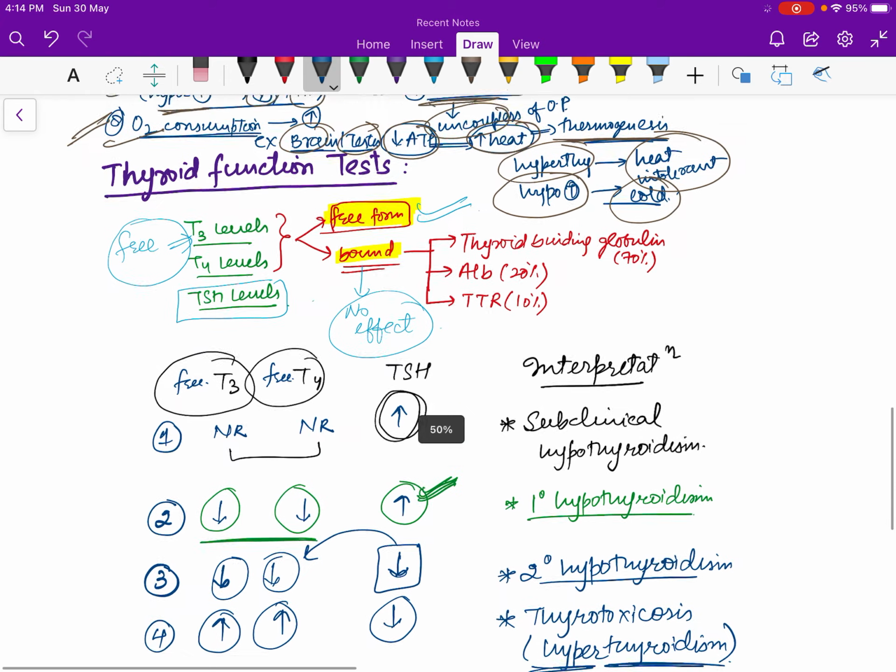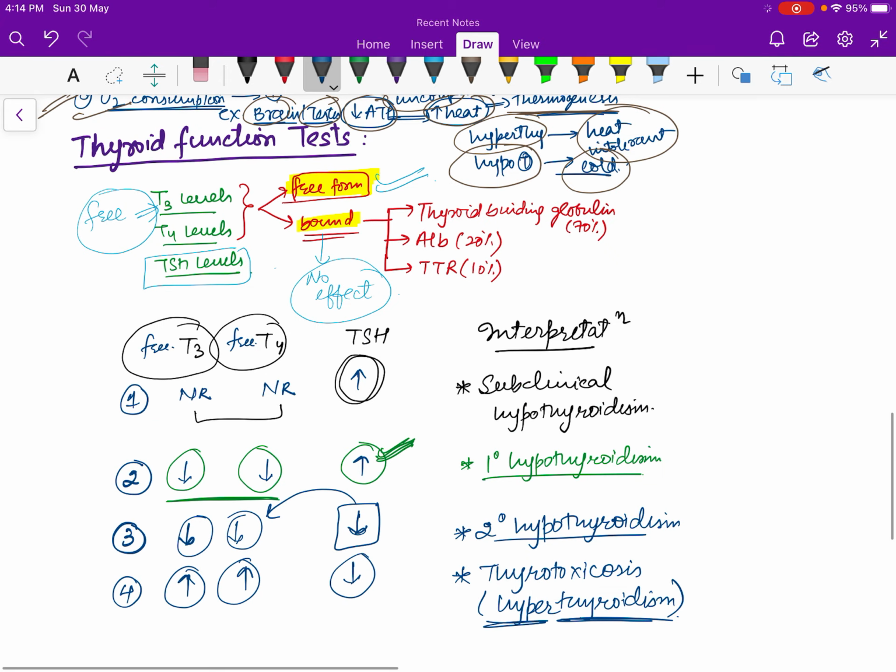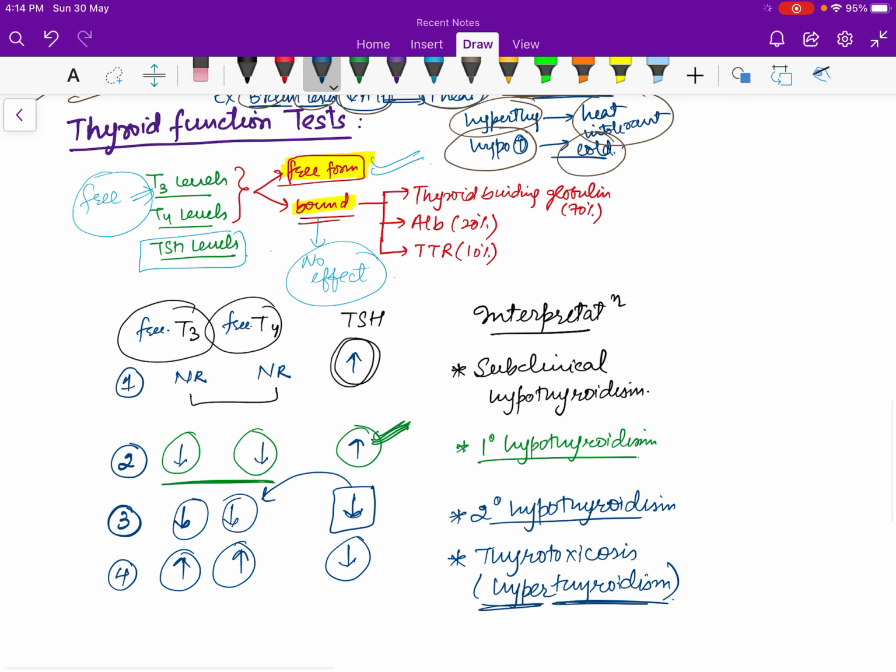Now in the next section we'll discuss different disorders associated with the thyroid gland. So this is all about the thyroid hormone.